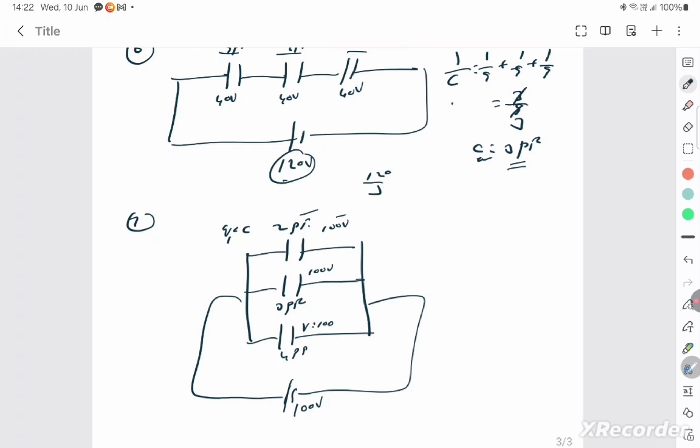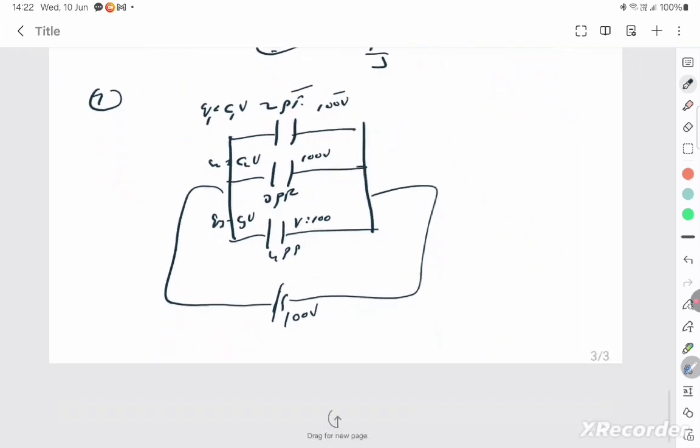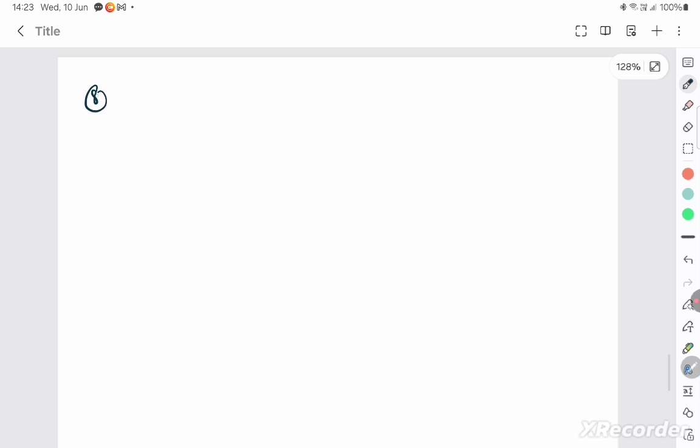Q1 is equal to this capacitance C1 into V. Q2 is equal to C2 into V. Q3 is equal to C3 into V. Multiply the respective capacitances with 100 volts. You get the respective charges flowing through each arm. Okay, so let's go to the next question.